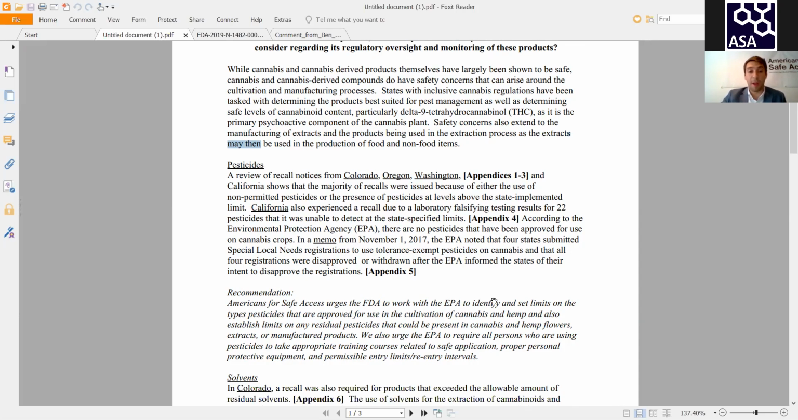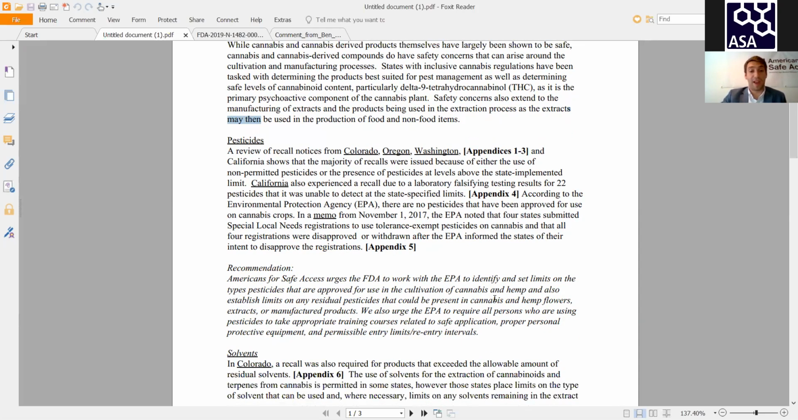After we highlight the problem, we move into a recommendation. So this is a really effective way to structure comments because it not only identifies a problem, but it also provides a solution for these regulators. So in our recommendation, we say Americans for Safe Access urges the FDA to work with EPA to identify and set limits on the types of pesticides that are approved for use in the cultivation of cannabis and hemp, and also establish limits on any residual pesticides that could be present in cannabis, hemp, and flowers.